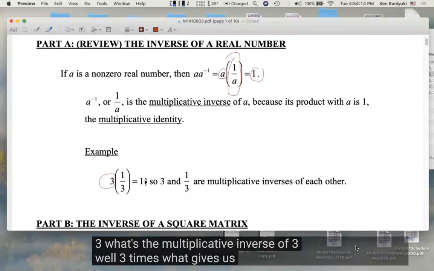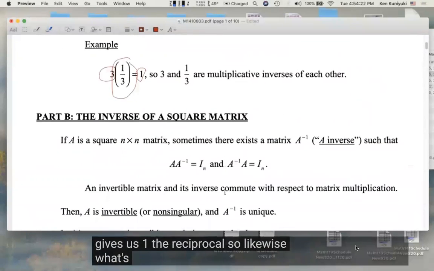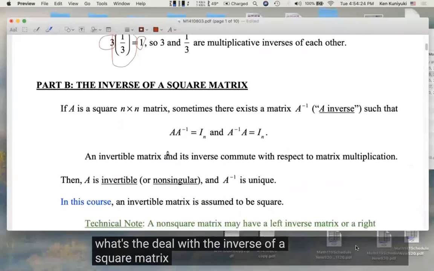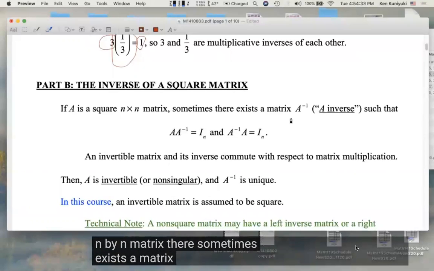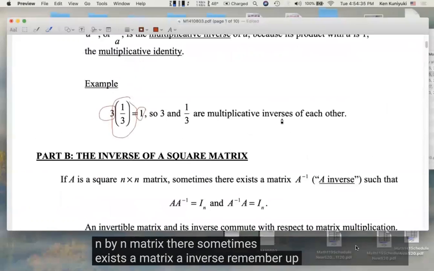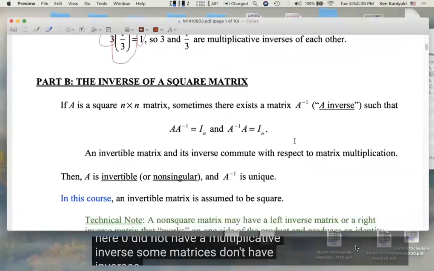Well, 3 times what gives us 1? 3 times a third gives us 1, the reciprocal. So likewise, what's the deal with the inverse of a square matrix? Well, if A is a square n by n matrix, there sometimes exists a matrix A inverse. Remember up here, 0 did not have a multiplicative inverse. Some matrices don't have inverses.